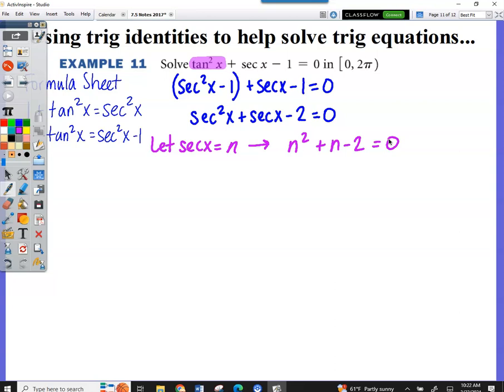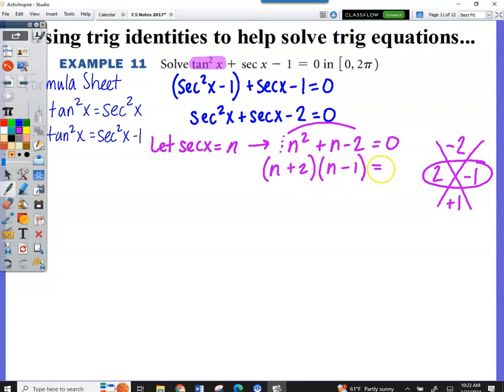And then now we factor. So it'd be -2 and 1. N plus 2 and n minus 1. The whole AX thing here, I still did it, it's just A was 1, so there's no extra step. And now we've got something times something equals 0.